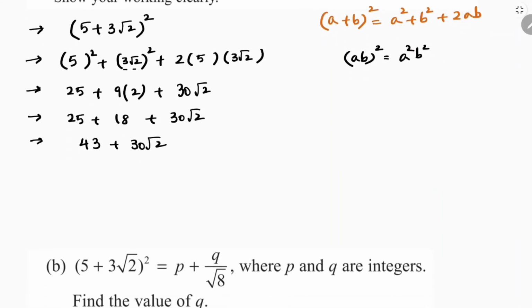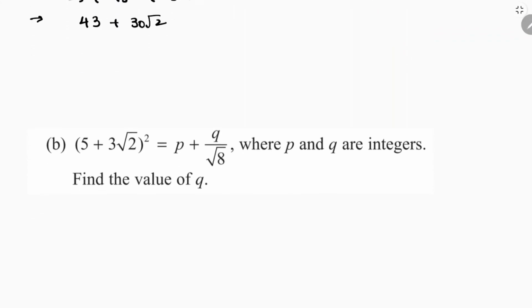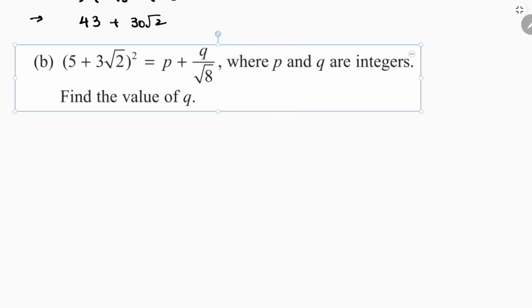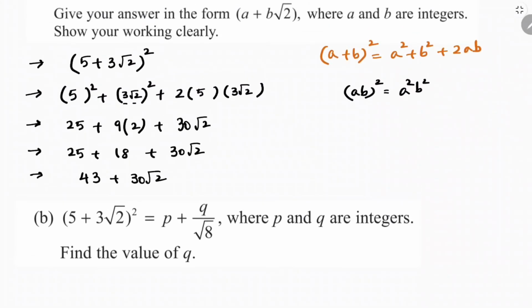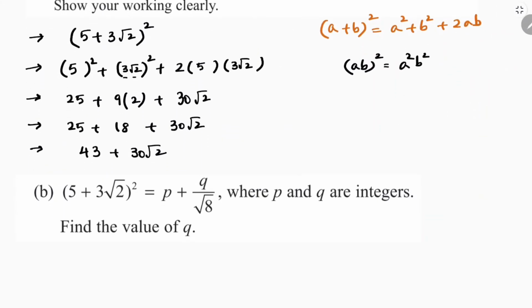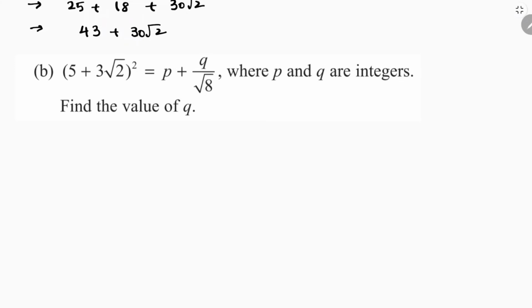Now the next one. See, the same question, part B is here. (5 + 3√2)² equals p + q/√8, where p and q are integers. Now if I compare, I already got the answer for (5 + 3√2)². I got 43 + 30√2, equals, they gave here, p + q/√8.